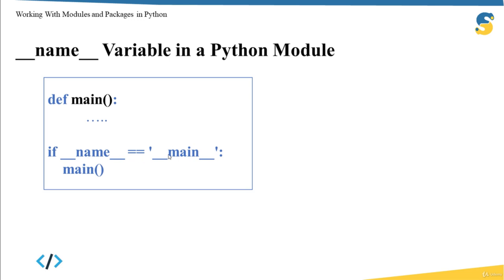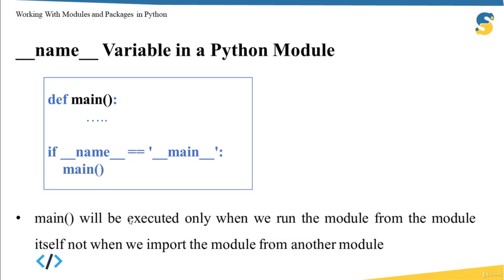What is the meaning of this syntax? Simply, in this case, main will be executed only when we run the module from the module itself, not when we import the module from another module. So we have to know that the main purpose of the __name__ variable is to help me keep some code from executing when this module is imported from other modules. But I want to run this code only when I run the module from the module itself. Sometimes I need to do something like this, for example, for unit test code, which I want to run only one time when I want to test the module. But I don't want to run this code every time another module imports my module.